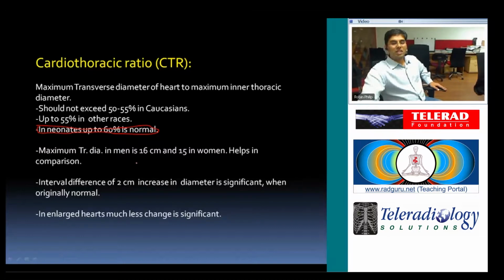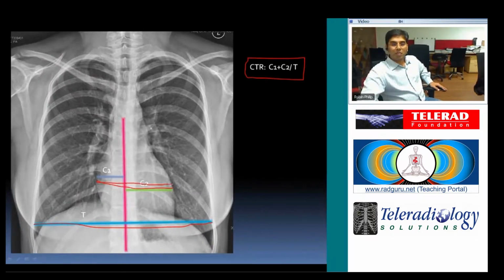This helps in comparison. Whenever you are comparing radiographs, an interval increase of 2 centimeters in diameter is significant when originally it was normal, whereas in enlarged hearts, much less change is significant. So you have to keep this in mind. The maximum diameters of 16 and 15 are also very important. This is the maximum transverse diameter. And one more point is, from the midline, this diameter should be less than 5.5. Anything above 5.5 is right atrial enlargement.